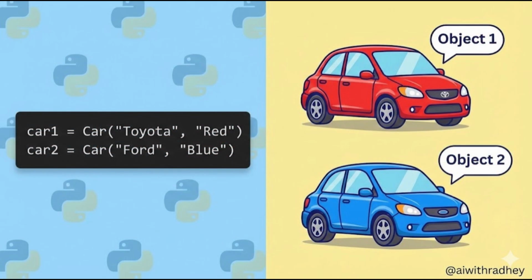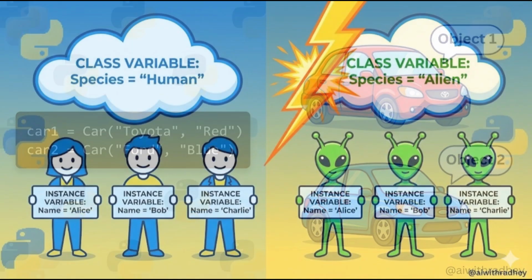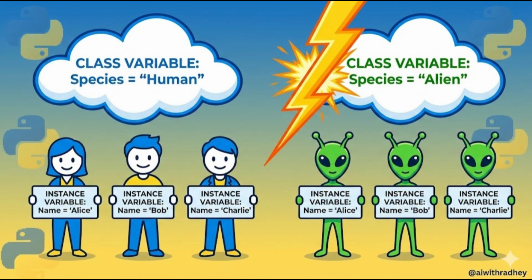Now let's bring our blueprint to life. We create objects by calling the class like a function. So Car("Toyota", "red") builds one car, and Car("Ford", "blue") builds another. They use the same blueprint, but each object carries its own unique data. We know self.brand is unique to each car. That is an instance variable.